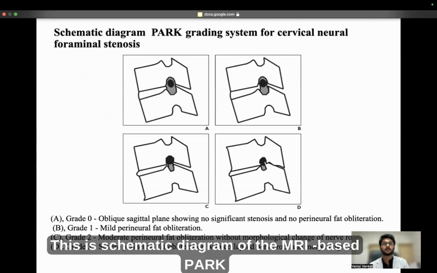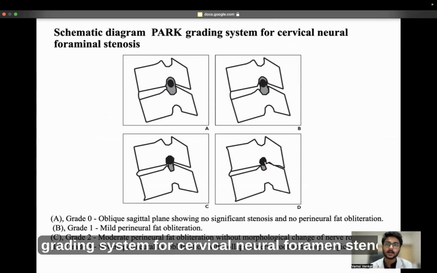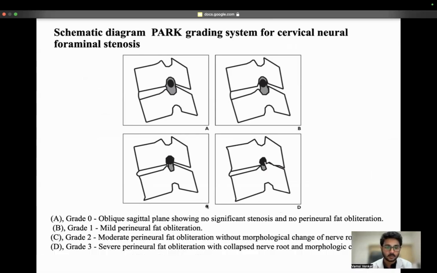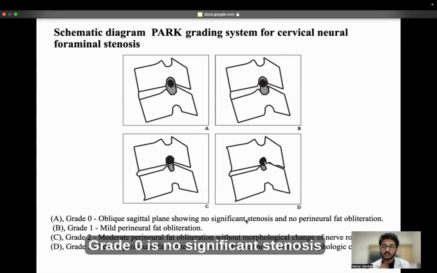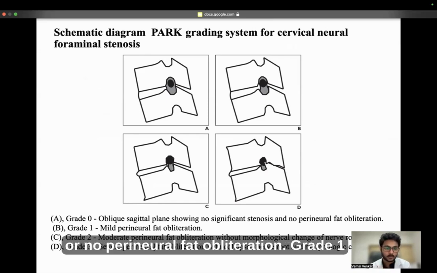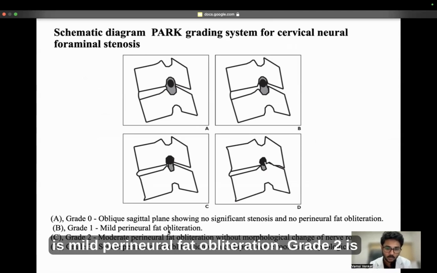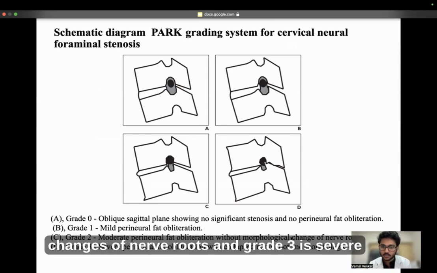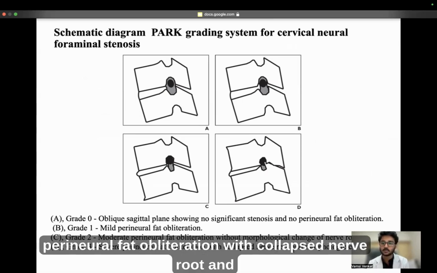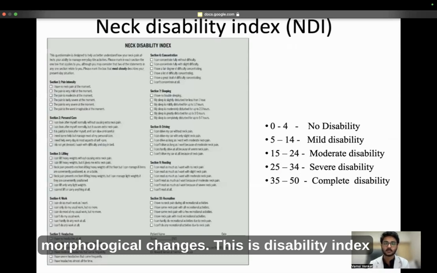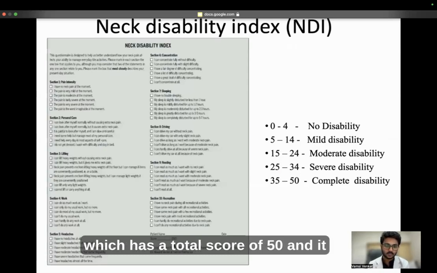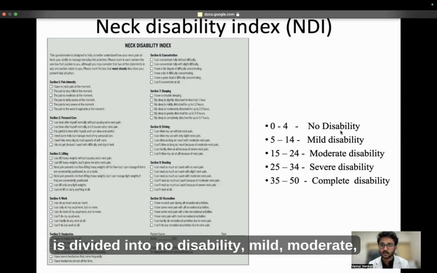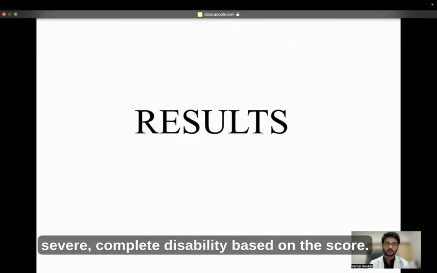score. This is the schematic diagram of the MRI-based PARC grading system for cervical neural foramen stenosis. Grade 0 is no significant stenosis or no perineural fat obliteration. Grade 1 is mild perineural fat obliteration. Grade 2 is moderate perineural fat obliteration without morphological changes of nerve roots. And grade 3 is severe perineural fat obliteration with collapsed nerve root and morphological changes. This is the neck disability index, which has a total score of 50, and it is divided into no disability, mild, moderate, severe, and complete disability based on the score.